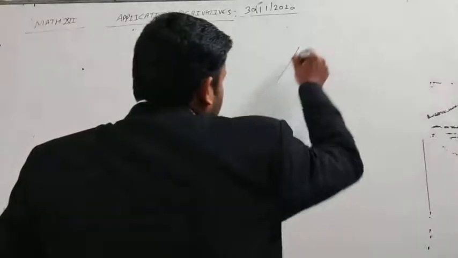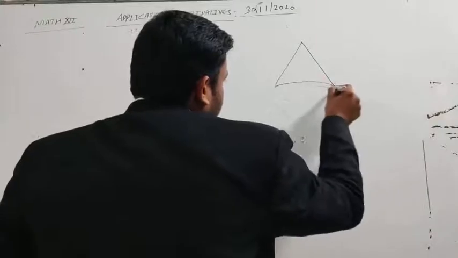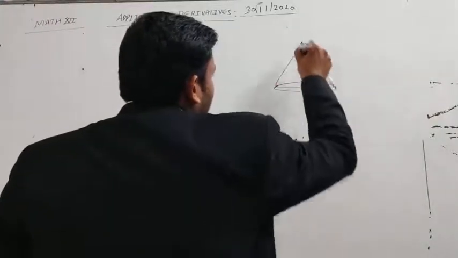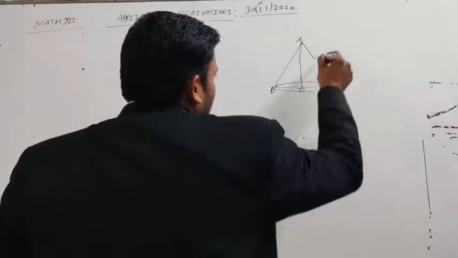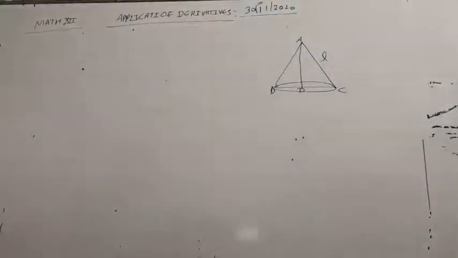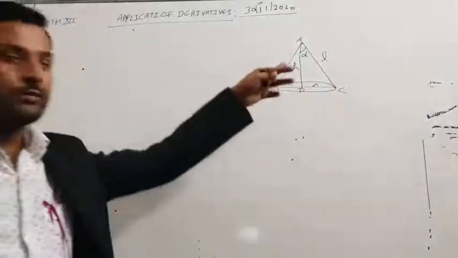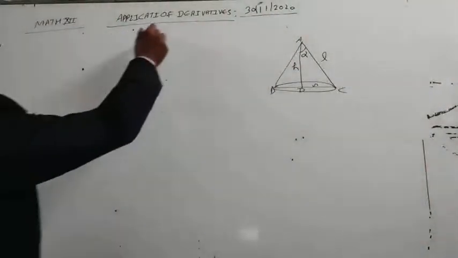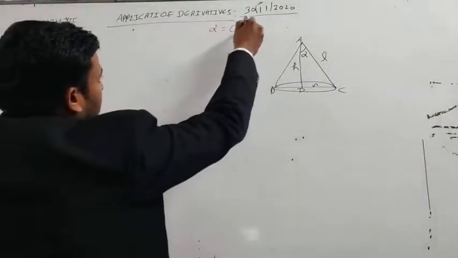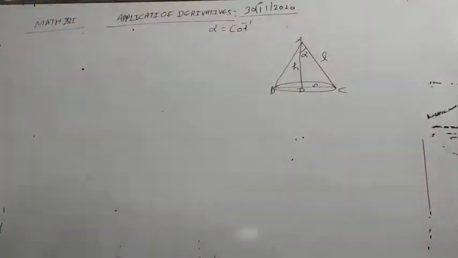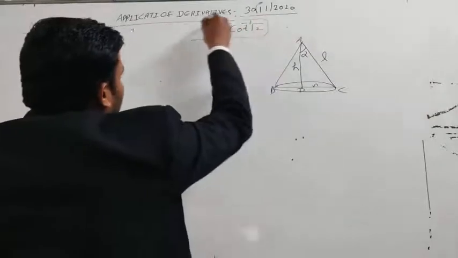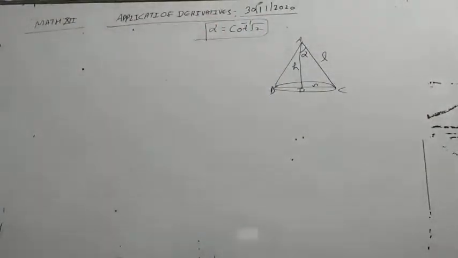So we are given a cone ABCD whose slant height is L, radius is R and height is H, and we have to prove that this semi-vertical angle alpha will be equal to cot inverse root 2. The information given for this question is that the right circular cone has a given volume and least curved surface area.